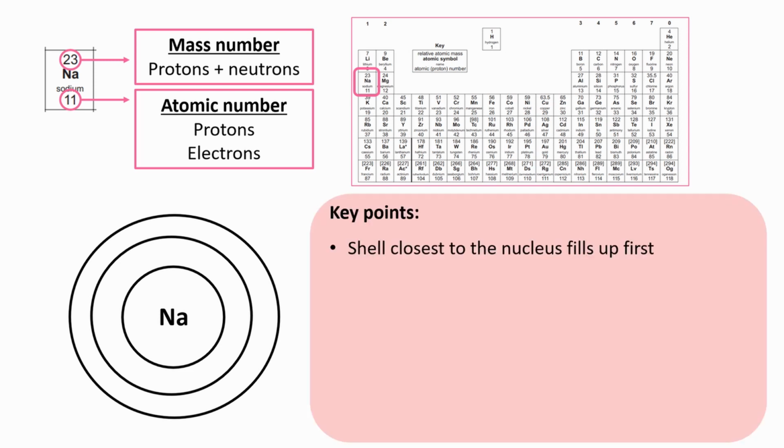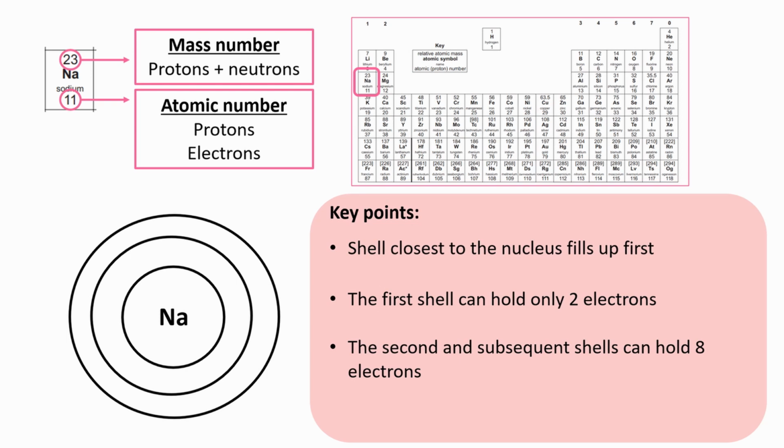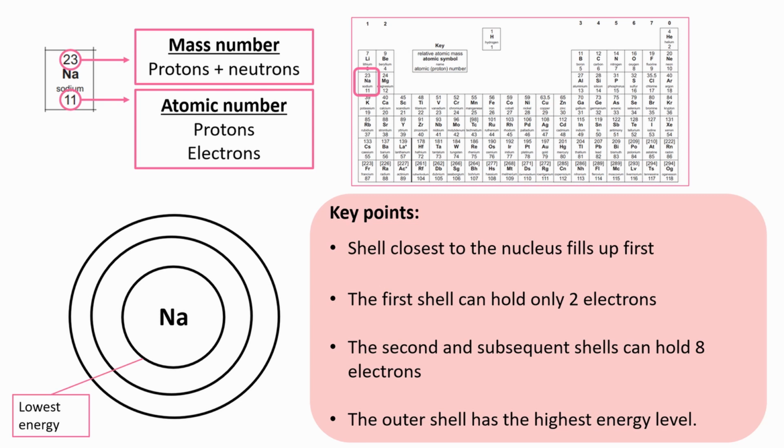The shell closest to the nucleus fills up first, so this is the shell closest to the nucleus, the inner shell. The first shell can only hold up to a maximum of 2 electrons, no more. The second shell can hold up to 8 electrons, and so do the following. So the second and the ones after it can all hold up to 8 electrons each. And the outer shell has the highest energy level. So the inner shell has the least energy, and the outermost shell has the highest energy.